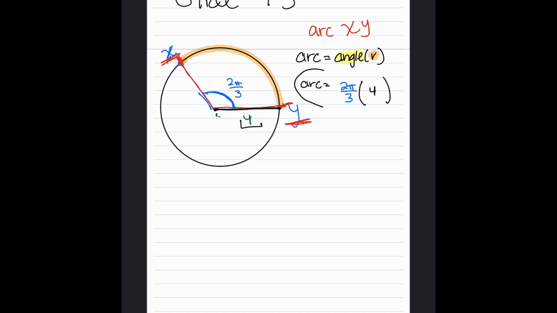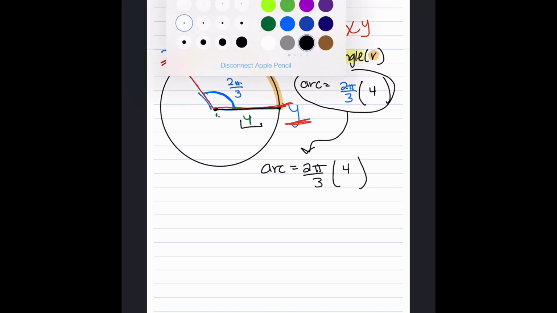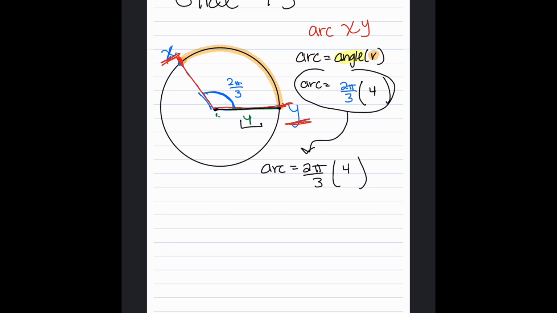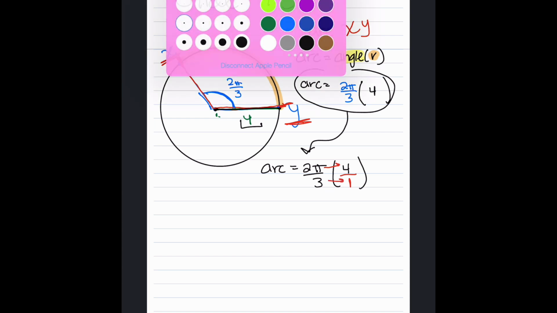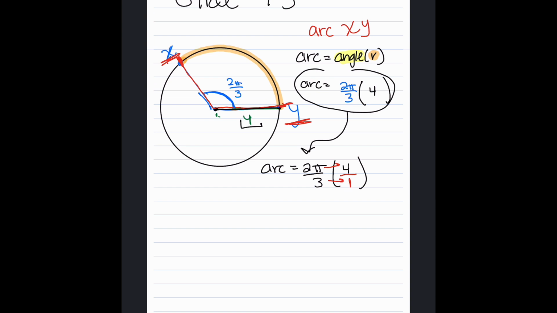Okay, and then we multiply these fractions. Again, I'm just going to write them down here. Arc is equal to 2 pi over 3 times 4. Again, careful not to multiply 4 to both numbers. You've got to put it over 1. Then multiply numerator with numerator, denominator with denominator. 2 pi times 4 becomes 8 pi, and 3 times 1 becomes 3. So the arc is equal to 8 pi over 3.